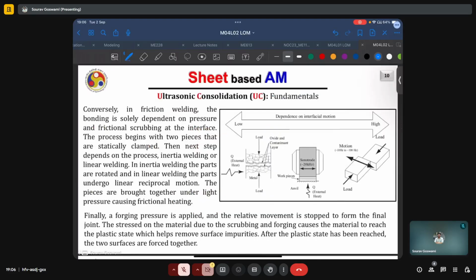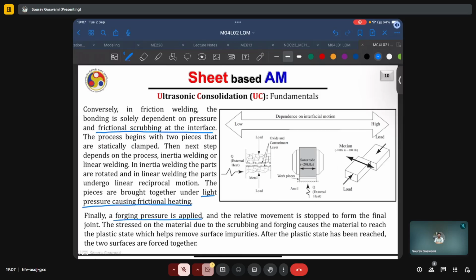Contrast this with friction welding, where the bonding is solely and entirely dependent on pressure and frictional scrubbing at the interface. Here, the process itself begins with two pieces that are statically clamped. Then, depending on the process, inertia welding or linear welding: in inertia welding, the parts are rotated, and in linear welding, the parts undergo linear reciprocal motion. The pieces are brought together under light pressure, causing frictional heating. Finally, a forging pressure is applied, and the relative movement is stopped to form the final joint.